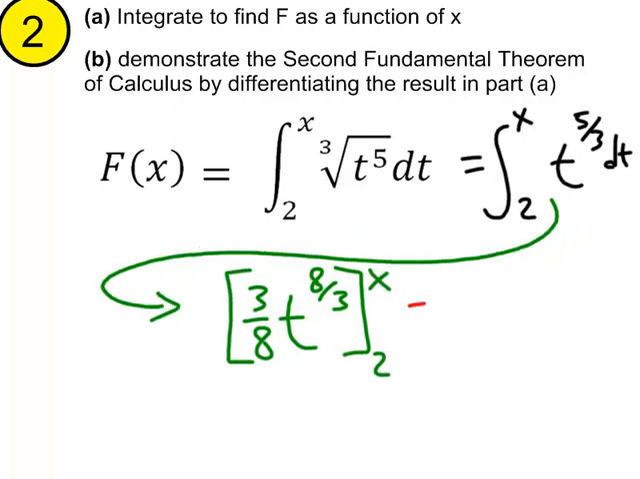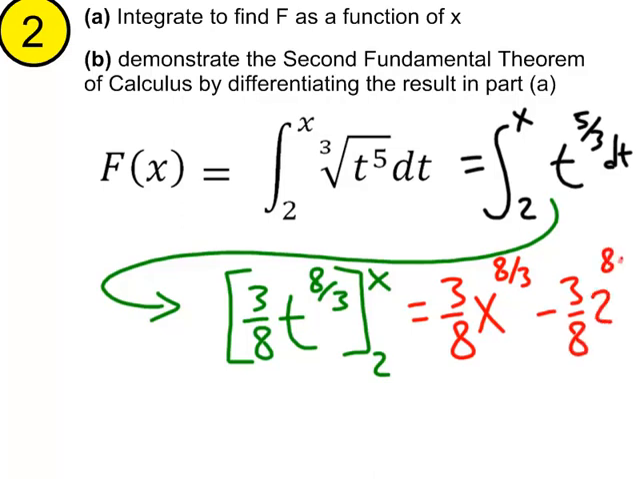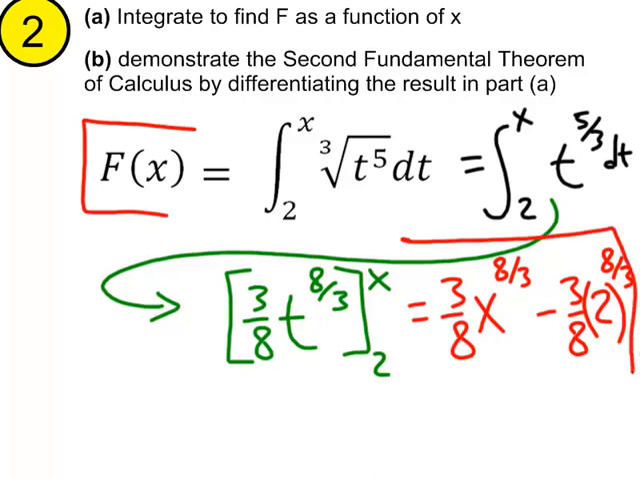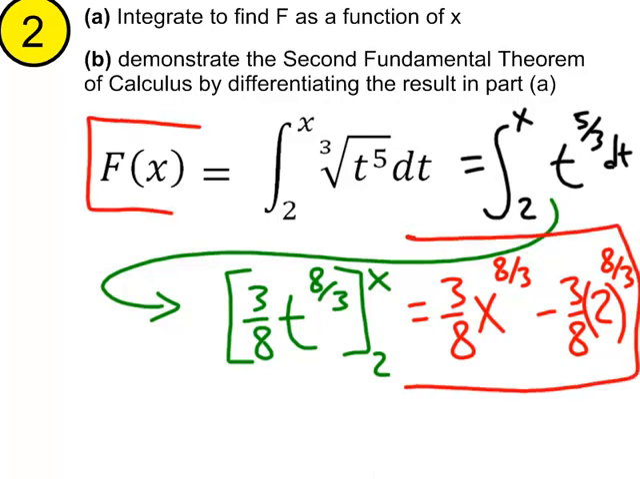And that will simply give me 3/8 x to the 8/3 minus 3/8 times 2 to the 8/3. And there's not really a whole lot I can do to simplify that. If you're really curious, this constant right here is a decimal approximation of minus 2.381, but I think I'll just stick with the exact value there. And that is our big F expressed as a function of x. That's my weak attempt at putting a box around my answer, you see.